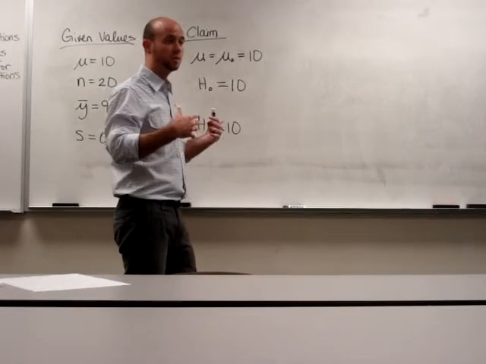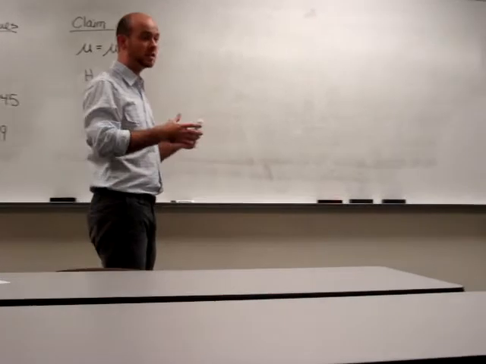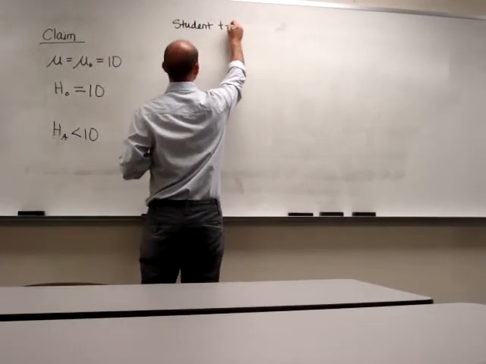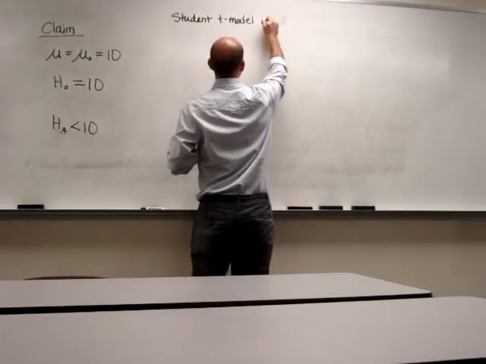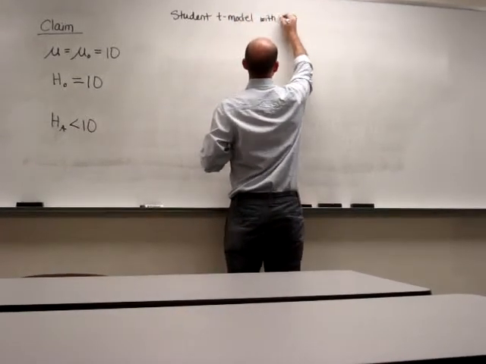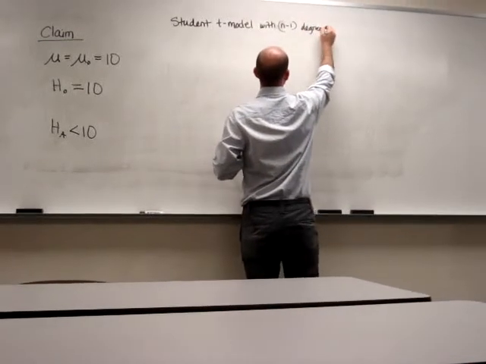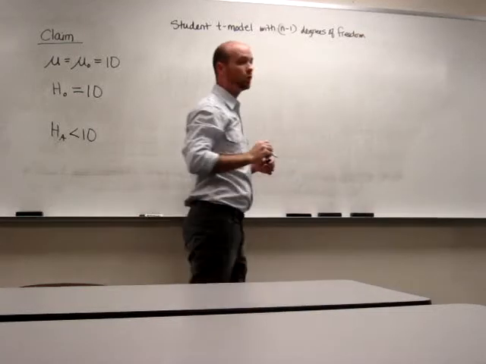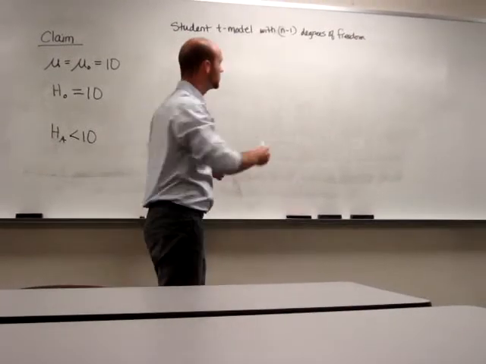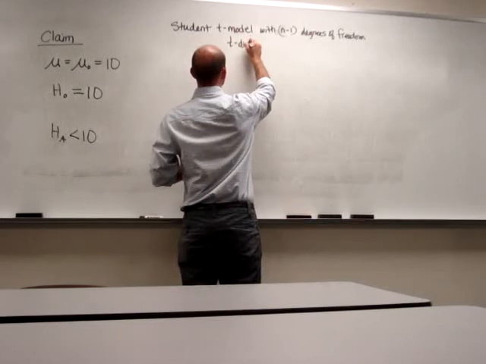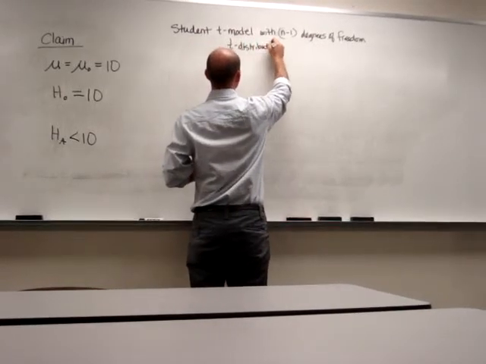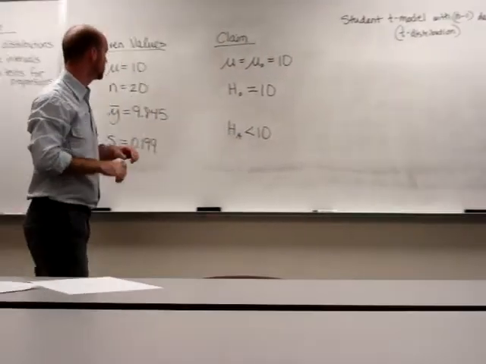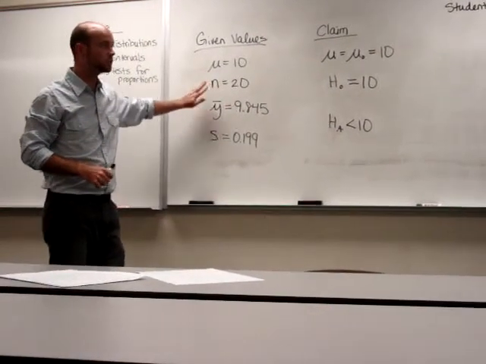And to do that, we've been talking about the student t model. So the student t model with n minus 1 degrees of freedom is also known as what distribution? The t distribution. So with this t distribution, with this data, we know we're dealing with 19 degrees of freedom.